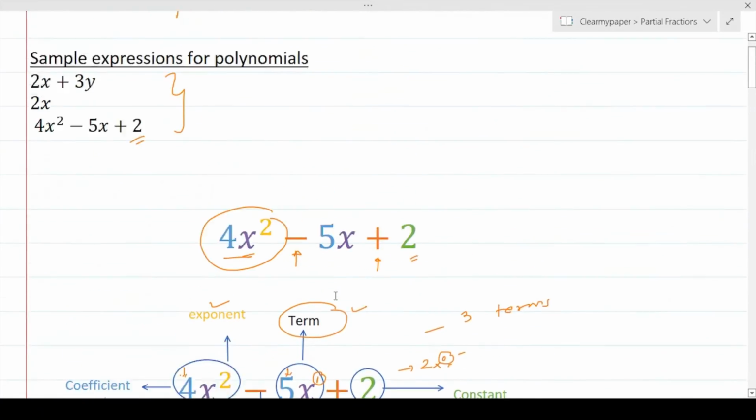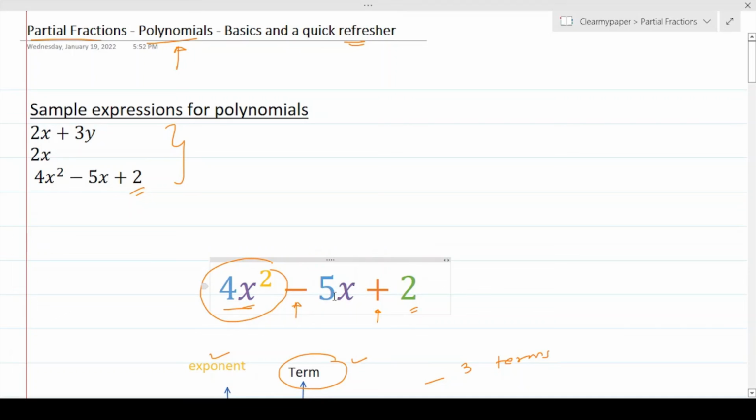So that's a quick wrap up on this particular episode where we talked about what a polynomial is and some fundamentals about polynomials, trying to understand them in the context of partial fractions, and we'll talk about partial fractions in depth starting from the next episode.